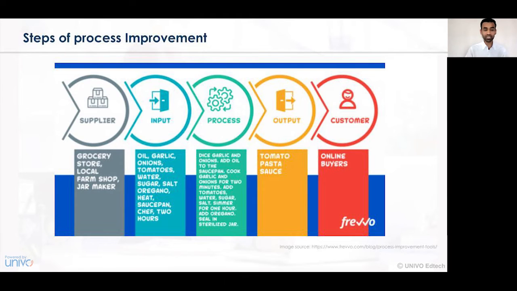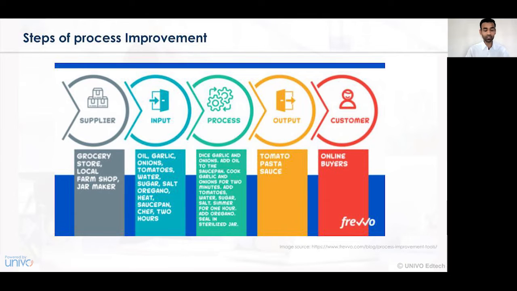Now let us understand what are the various steps of the process improvement. So here in this case, we have taken an example of a sauce manufacturing company, wherein what are the various processes or activities that need to be undertaken to manufacture or produce a certain amount of sauce. So the steps or the process improvement activities that are involved are the supplier, the input, the processes, the output, and ultimately the customer. So as per the brand that is available in the market, that is Frevo, a sauce manufacturing company, what are the various steps that we need to identify on what basis the process improvement activity can be initiated. Now let's understand the first step, that is the supplier.